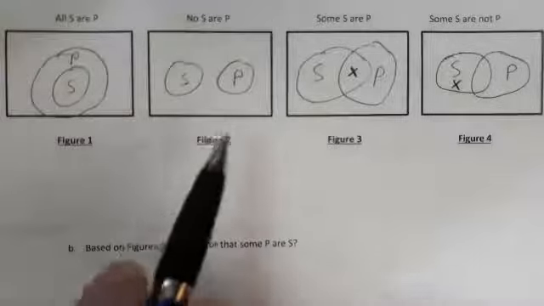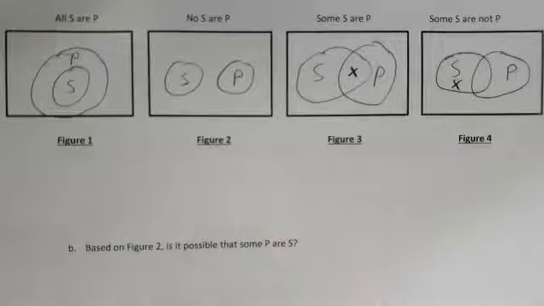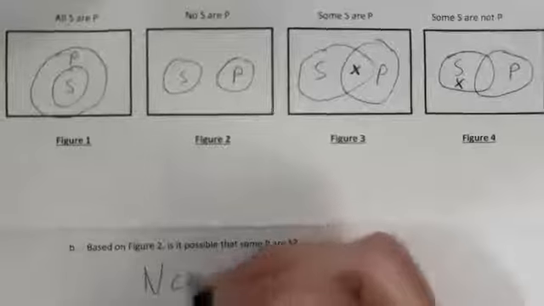Figure 2, is it possible that some P are S? So hopefully this one is a little more straightforward. Is it possible that there are some P that are also S? And this one, I hope you look at it right away. They are disjoint. There's no way I'm going to get one member that is also the other.